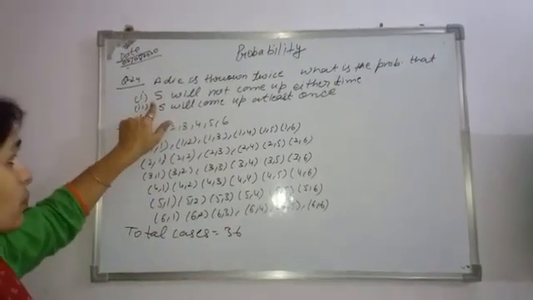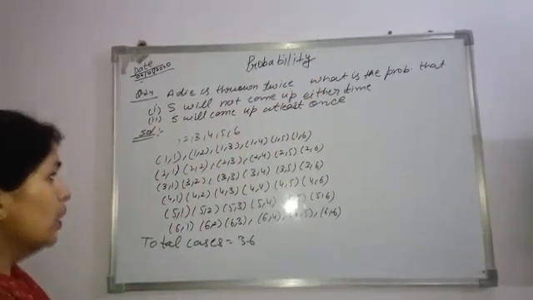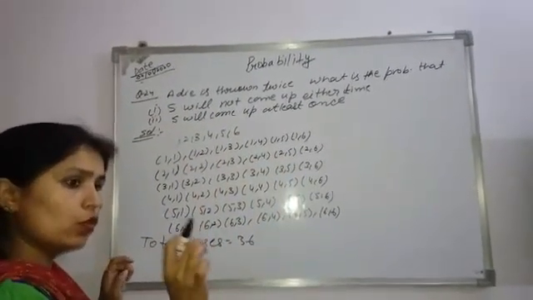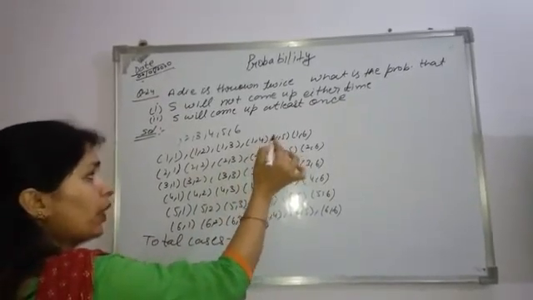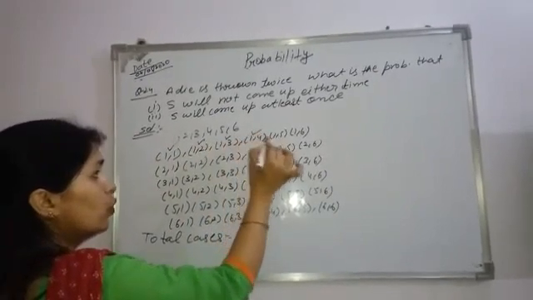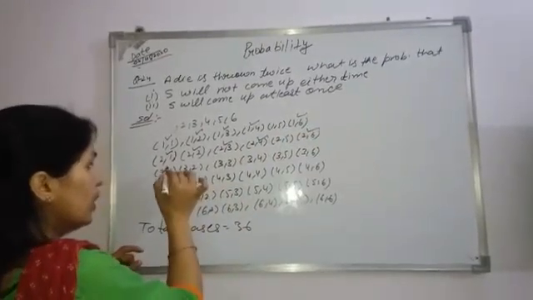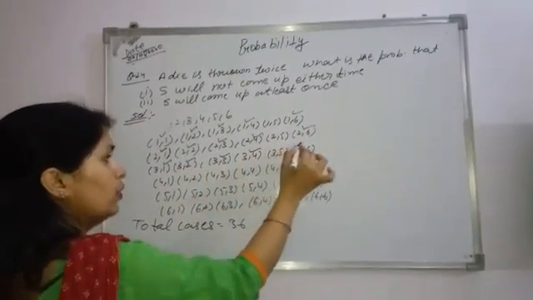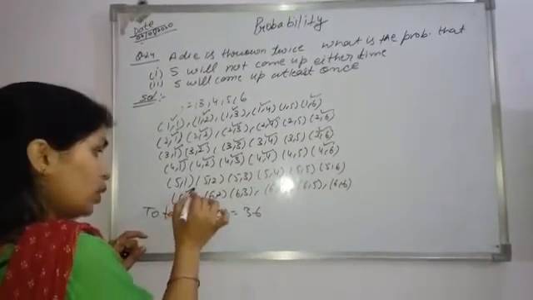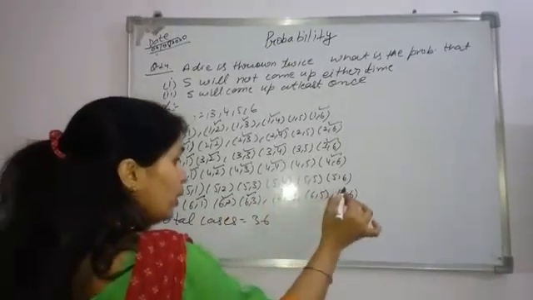In this case, the first part is that 5 will not come up either time. It means we don't want 5 even once. This is not the case of at least once. How many cases do we have except 5? 1, 2, 3, 4, 5, then 6, 7, 8, 9, 10, 11, 12, 13, 14, 15, 16, 17, 18, 19, 20. Then 21, because 5 appears here, then 22, 23, 24 and 25.